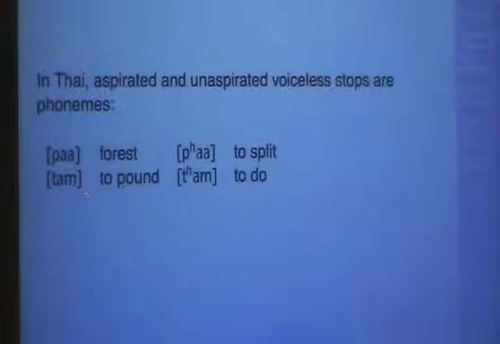In Thai, these are different words. They sound different to Thai speakers because one has an aspirated stop where the other doesn't. These are minimal pairs. This is a sign that aspirated pa and unaspirated pa are different phonemes in Thai, and not, as in English, allophones.